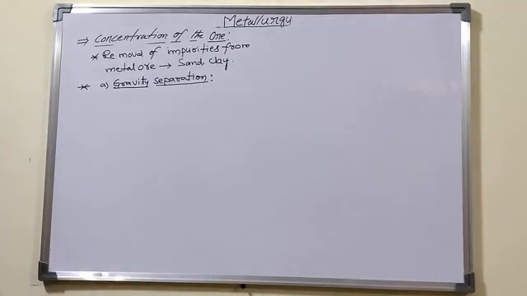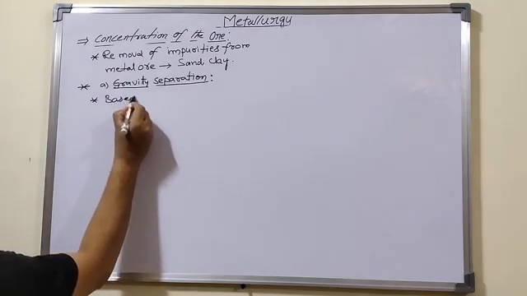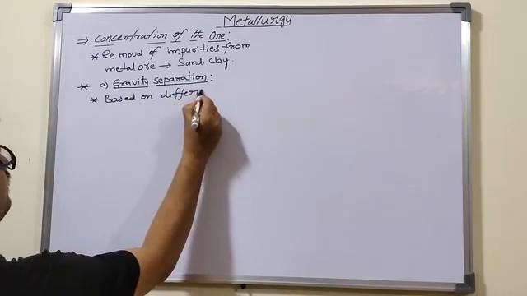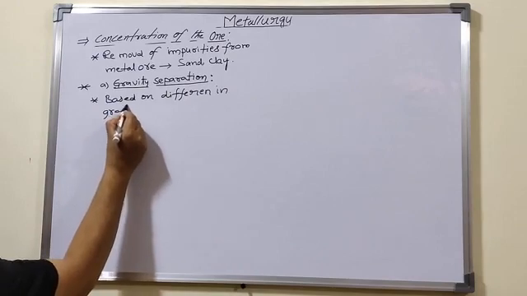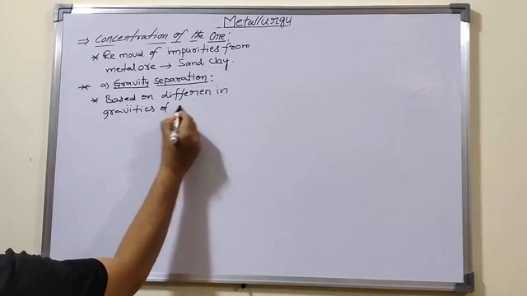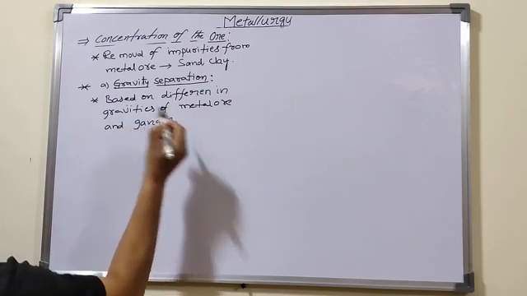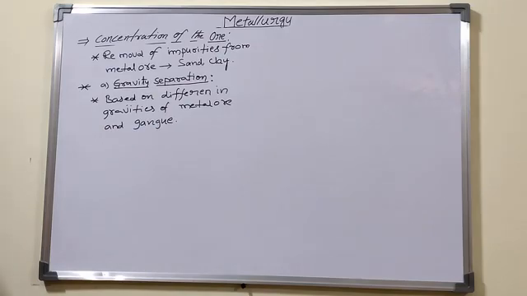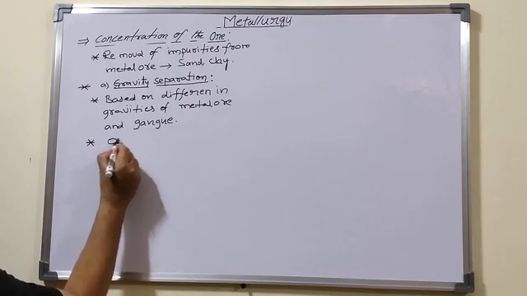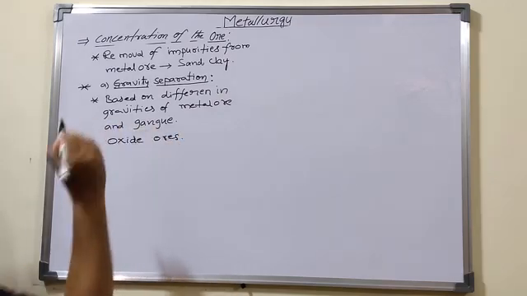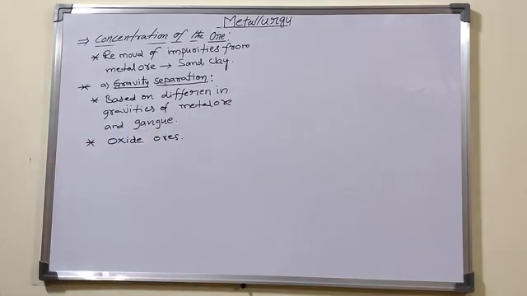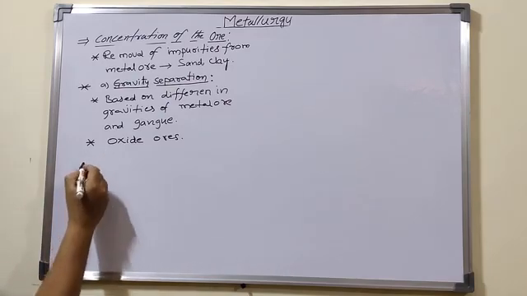In gravity separation, the principle we are using is based on the difference in gravities of metal ore and gangue. Gangue is nothing but impurities. If a gravity difference is there, then we are doing gravity separation. And this method we are using generally for oxide ores. Oxide ores can be concentrated by this method.